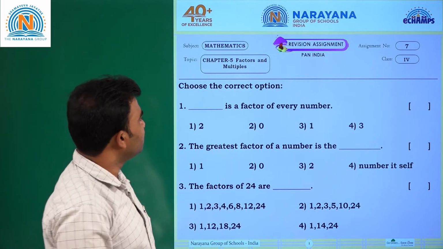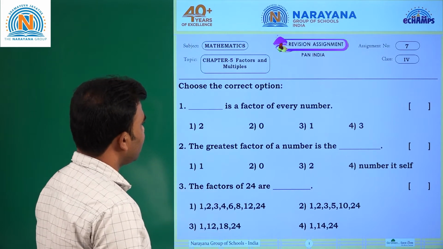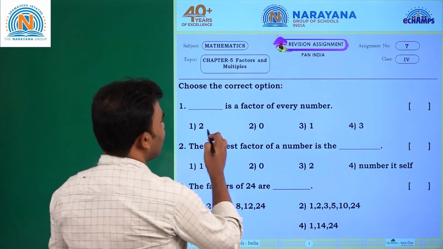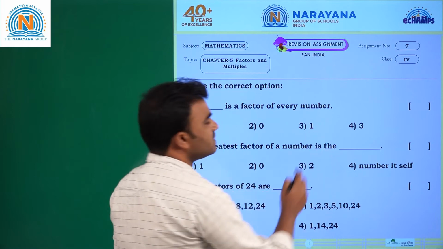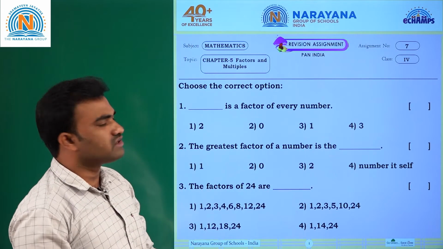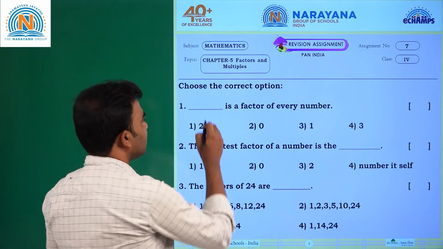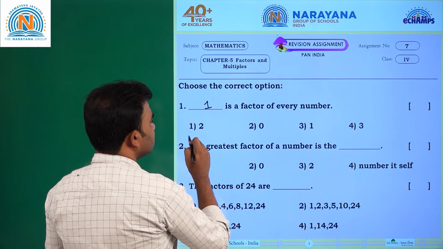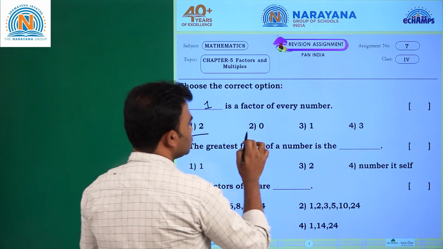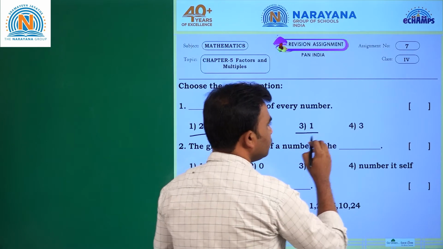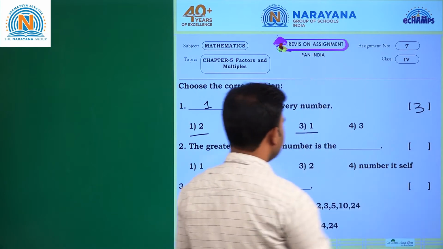Today's revision assignment is on chapter 5, factors and multiples. First problem: dash is a factor of every number. See, 1 is a factor of every number. So the answer is 1. Where is it in the options? First option 2, second option 0, third option 1. So option 3 is our answer.